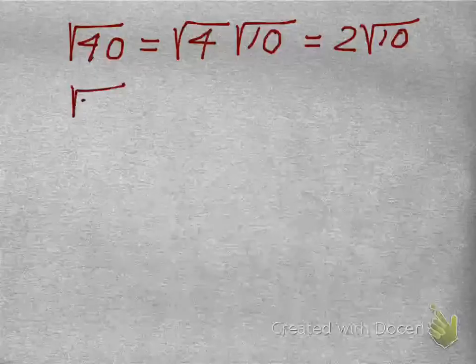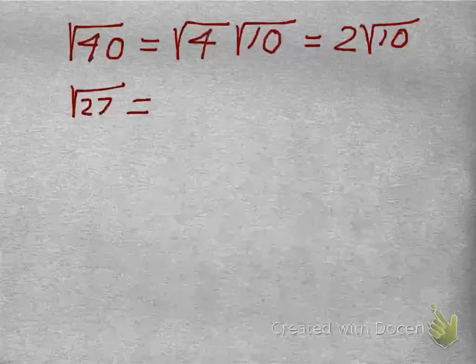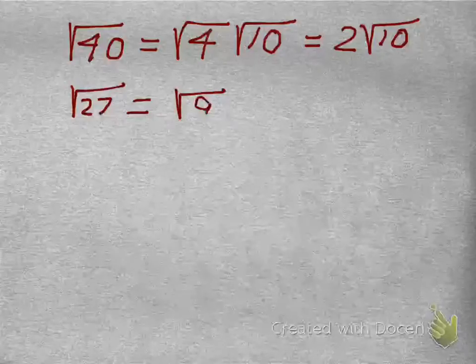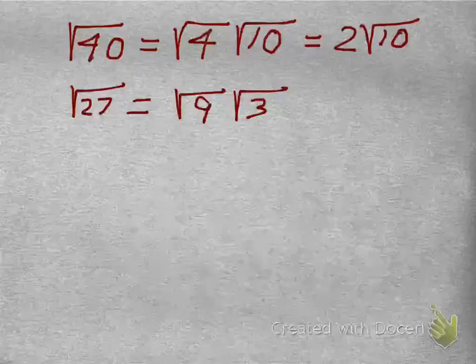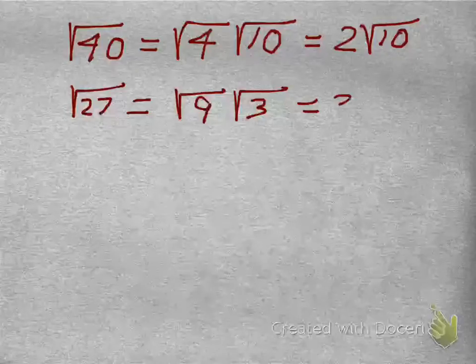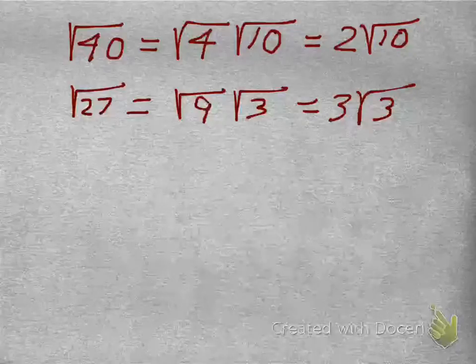Here's the square root of 27. It has a perfect square in it of 9, and 9 times 3 is 27. Notice I put both of those underneath the radical sign. Now we know the square root of 9 is 3, but we don't know the square root of 3. So we write this as 3 square root of 3.